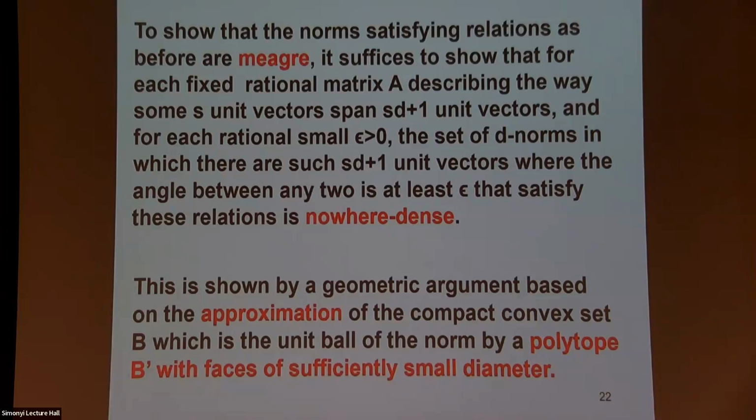So in order to show this, now we have a fixed matrix A and a fixed epsilon, and we want to show that the set of norms for which there are vectors that satisfy the above with A and epsilon is nowhere dense. So what we do is that we look at the unit ball of a norm, and then we approximate it by a convex polytope. We want it to be a good approximation of the unit ball. And we also want that each facet of this polytope will have very small diameter, much smaller than epsilon, of course.